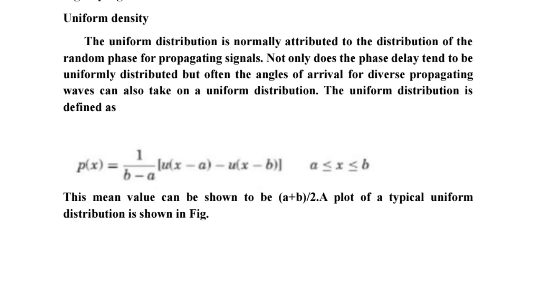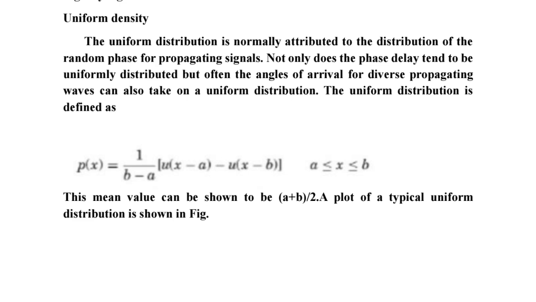Not only does the phase delay tend to be uniformly distributed, but often the angle of arrival for diverse propagating waves can also take on a uniform distribution. So here three cases are involved. The first is random phase for a propagating signal, the second is phase delay, and the third is angle of arrival for diverse propagating waves. We discussed the random phase of a propagating signal at the start. Random phase means the angle of the arriving signal has different values that we cannot predict.